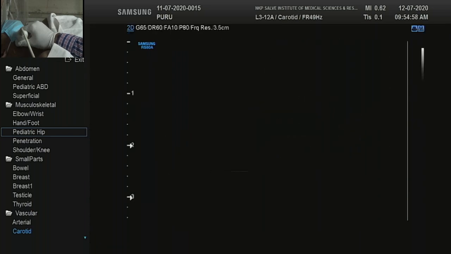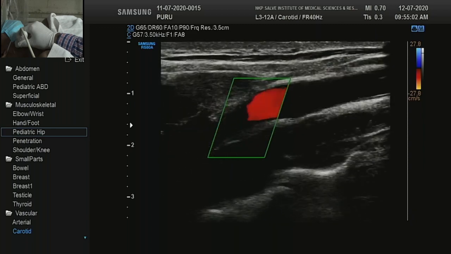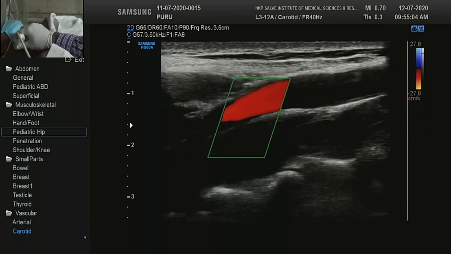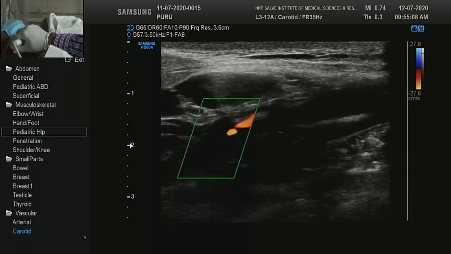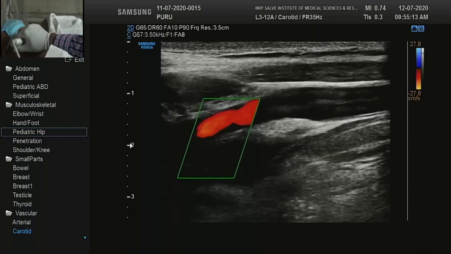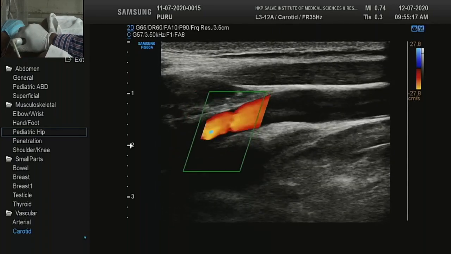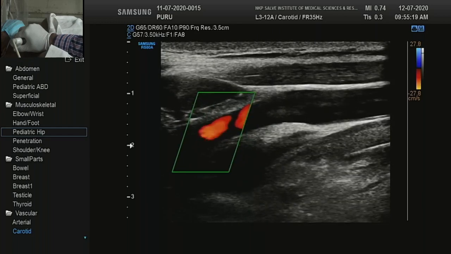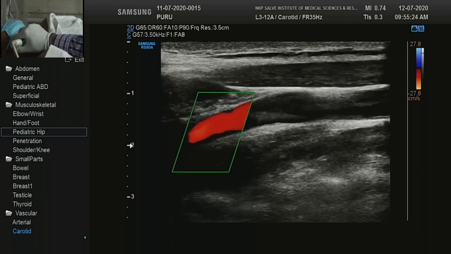So we'll go back, B mode, color. Now we enter this. The lateral one is the internal carotid. You can trace the internal carotid. Even if you sample the internal carotid in the proximal part and it is normal, then the distal internal carotid you may not sample because it rapidly goes out of the field. So this is internal carotid.